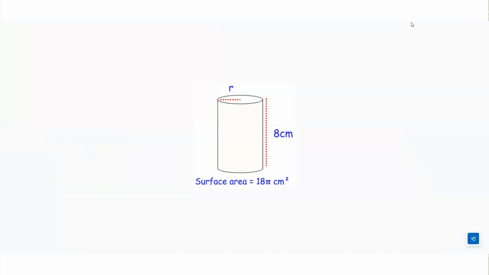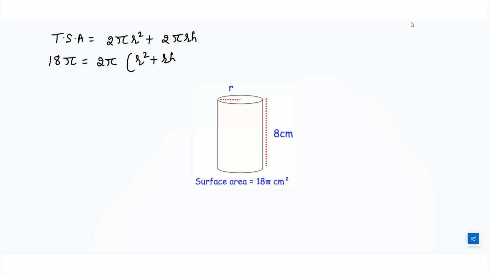Now in this question, they have given us the height and the surface area, but the radius is not given. So we'll write down the same thing. Total surface area is equals to 2 pi r square plus 2 pi r h. Now since the surface area is given in terms of pi, we will take 2 pi common from it. What is left? R square plus rh is left. Now we will not put the value for pi, because when I take this 2 pi to this side, pi will cancel with pi, and it is equals to r square plus the value of h, which is equals to 8. We'll write that.